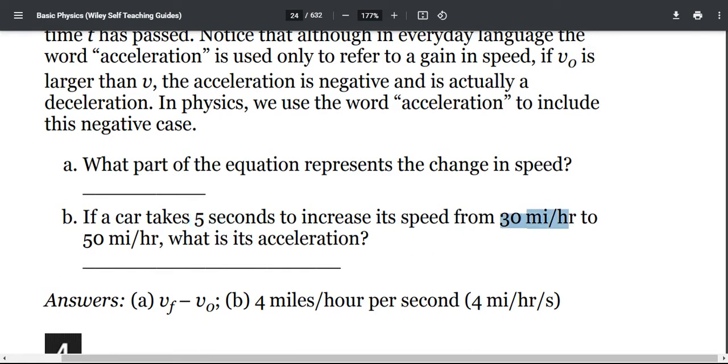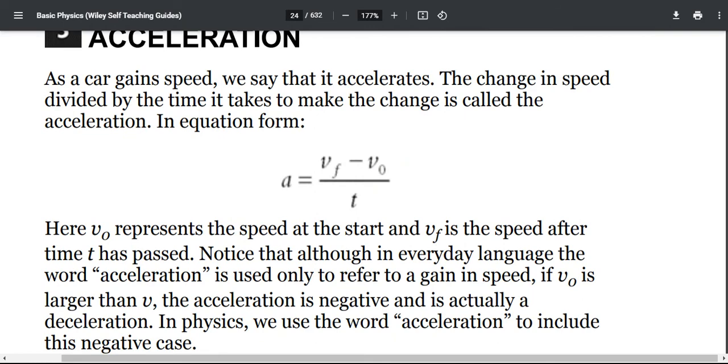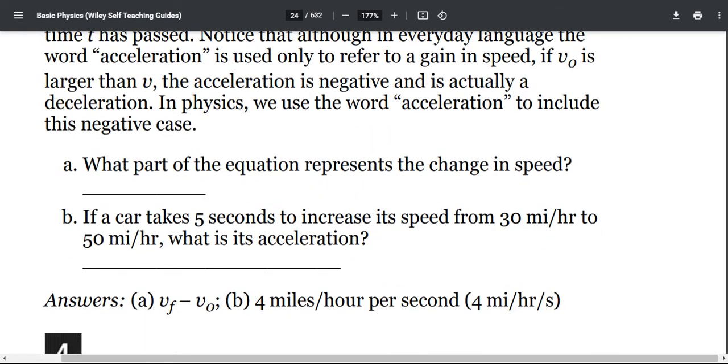So our equation is a equal to Vf minus V0 divided by t. So here a equals the ending speed 50 miles per hour minus the starting speed 30 miles per hour, divided by 5, which is the time. So we are going to get 4 miles per hour per second. So that is it for today.